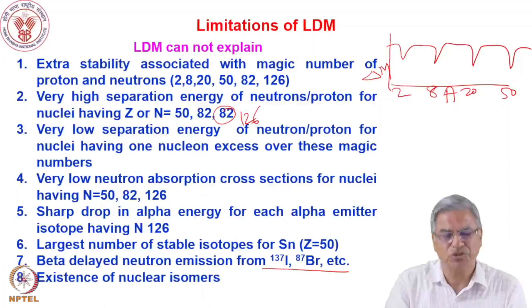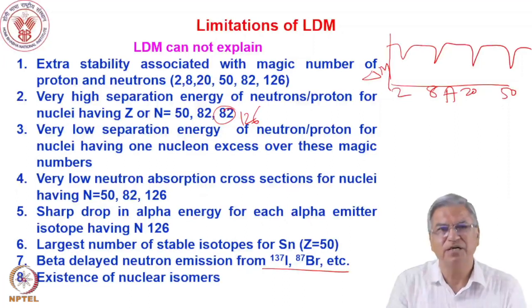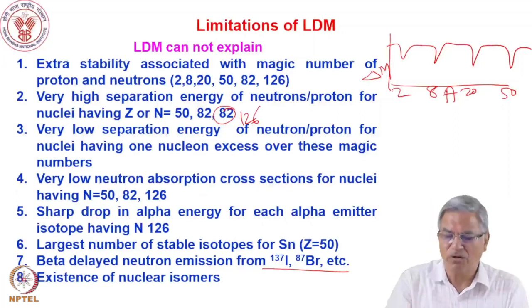Also, nuclear isomers are excited states of nuclei which have a long half-life, and they decay by gamma ray. Sometimes their decay by gamma ray is hindered. They can also emit beta minus or beta plus. So the nuclear isomers also could not be explained by the liquid drop model, and that is why there is an urgent need for another model, which we call the shell model.